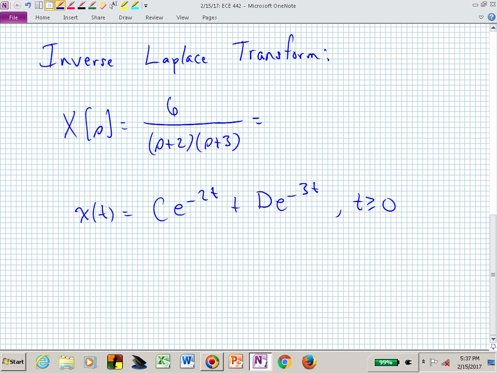Is that the structure? Now, how do you find c and d? Partial fraction expansion. Did anyone do the partial fraction expansion?